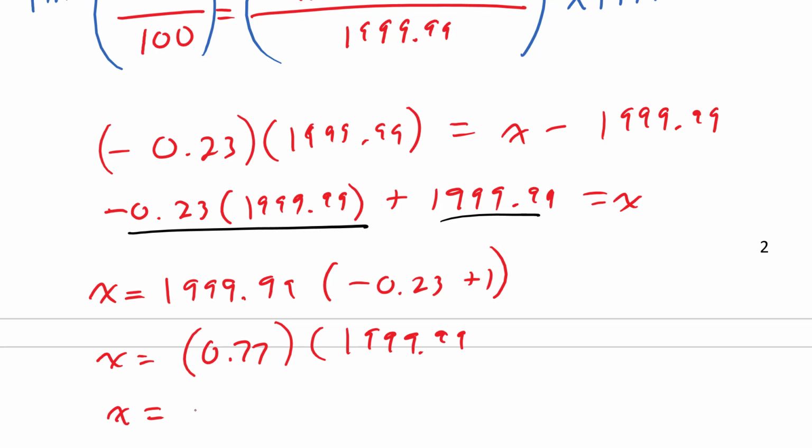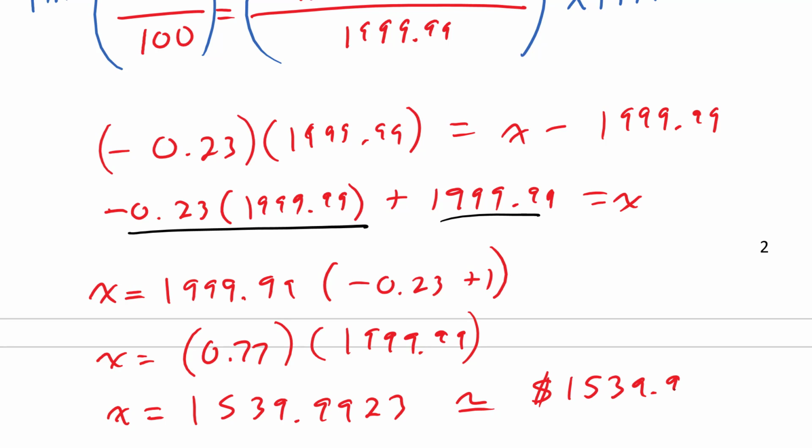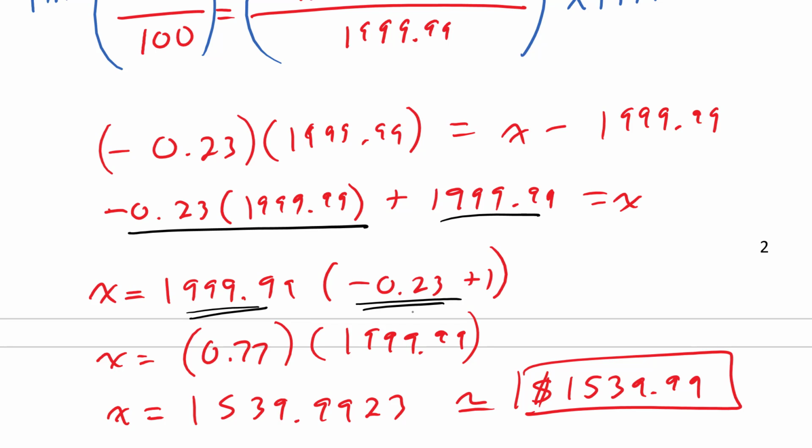X is equal to, round off for significant digits now. We're dealing with money, so we always round off to 2 decimal places. So your new sale price is $1,539.99 before tax. Please note, I use this method of pulling out a common factor so I could get this.